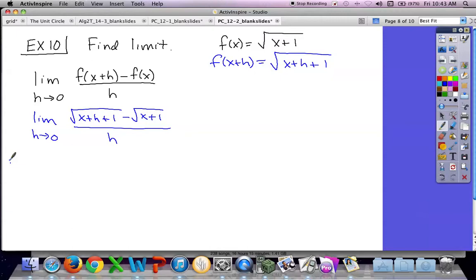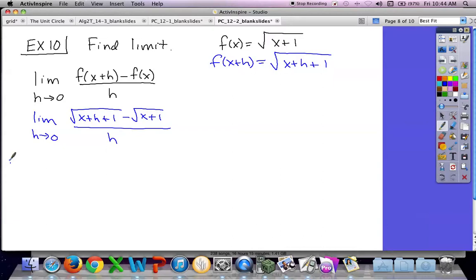Now, you could try direct substitution, but when you're doing a difference quotient, direct substitution will always give you the indeterminate form. It will always be 0 over 0. What technique do we have to simplify this? The rationalizing is what they call it, the rationalizing technique. So what do I do here to simplify?